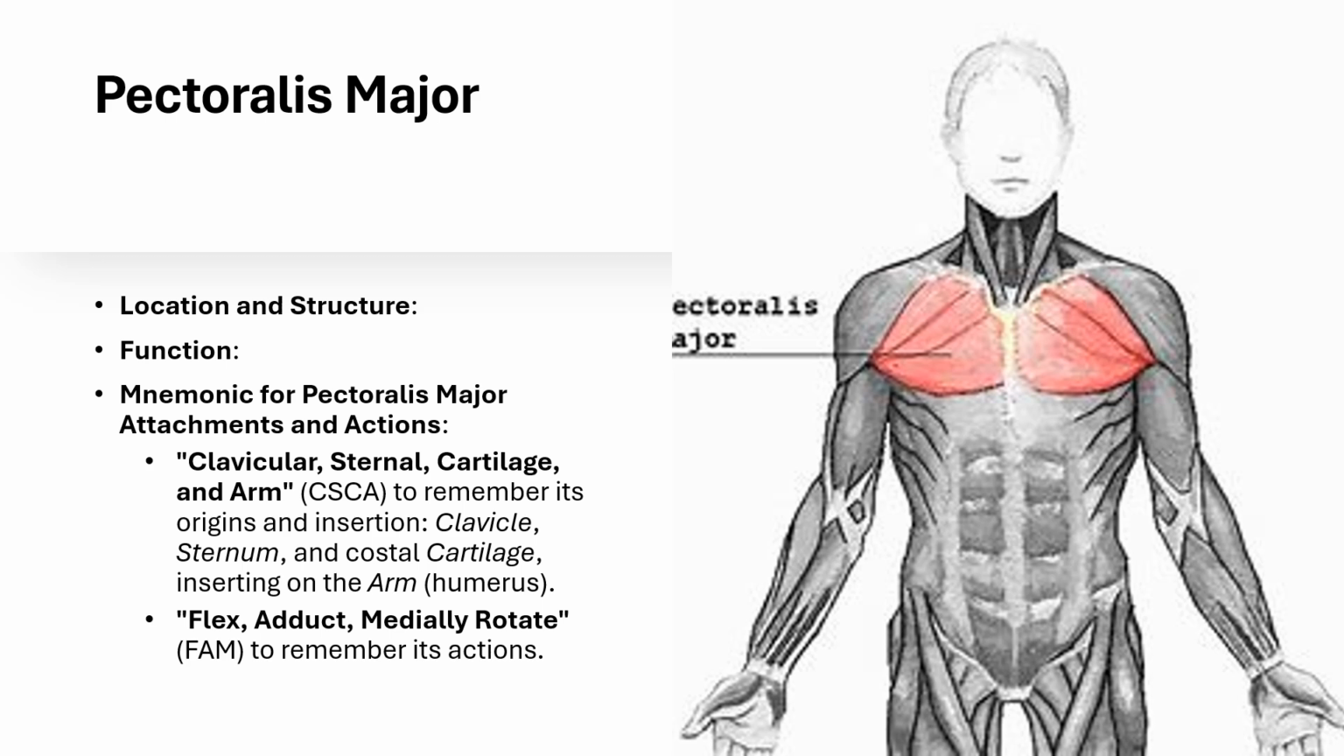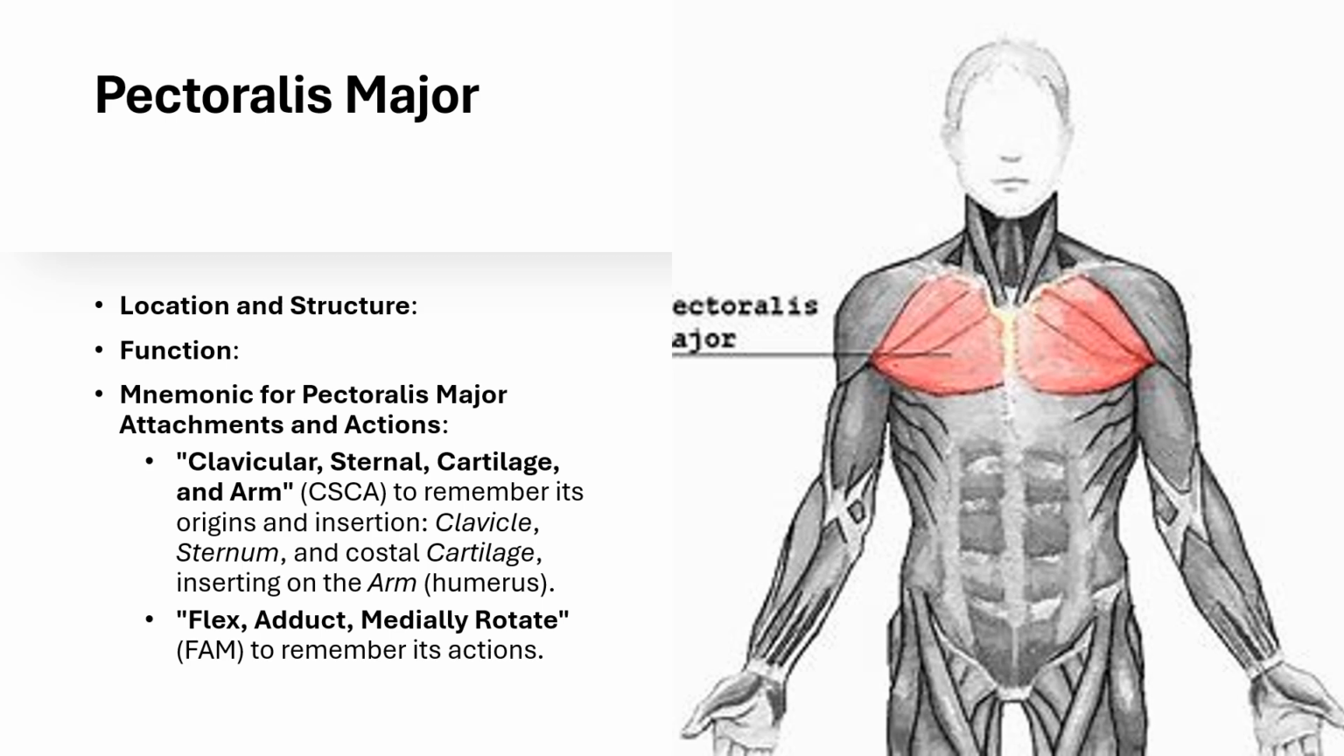It originates from the clavicle, the sternum and cartilage of the upper ribs, extending out to insert onto the humerus. And it inserts onto the crest of the greater tubercle of the humerus. Now this muscle is primarily responsible for movements such as adduction, flexion and medial rotation of the shoulder joint. It plays a key role in bringing the arm across the body and performing pushing movements.